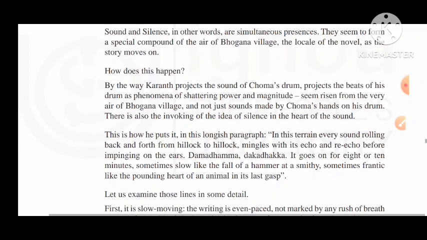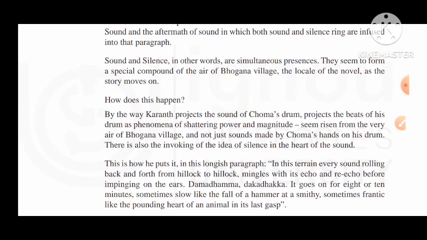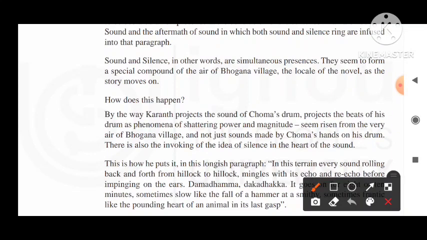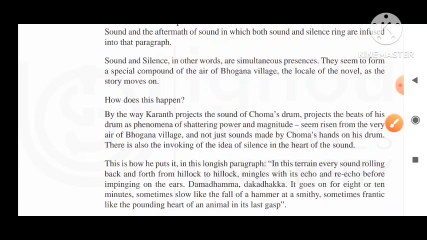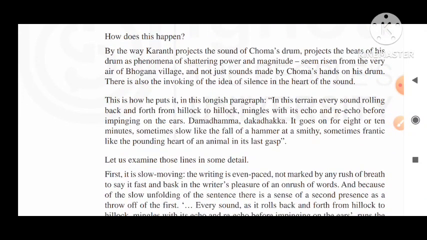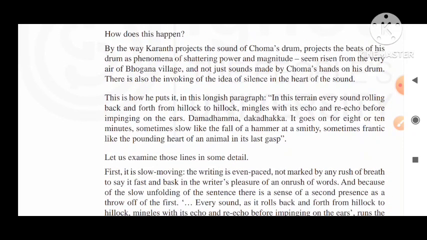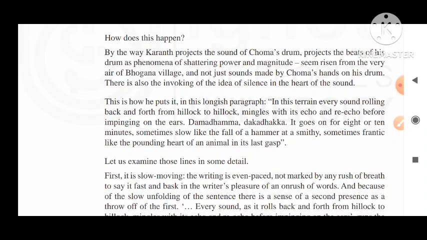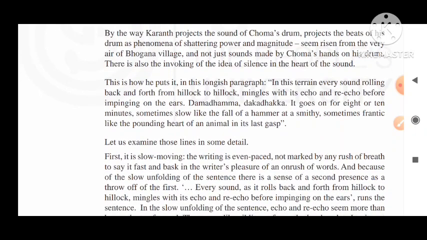They seem to form a special compound of the air of Vogana village, the locale of the novel, as the story moves on. So, the village in which Choma was living is Vogana village. How does this happen? By the way Karnad projects the sound of Choma's drum, projects the beats of his drum as phenomena of shattering power and magnitude, seeming to rise from the very air of Vogana village, and not just sounds made by Choma's hands on his drum.